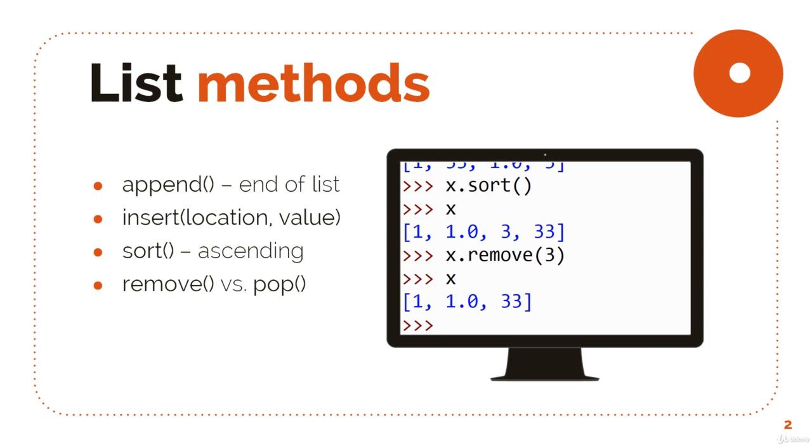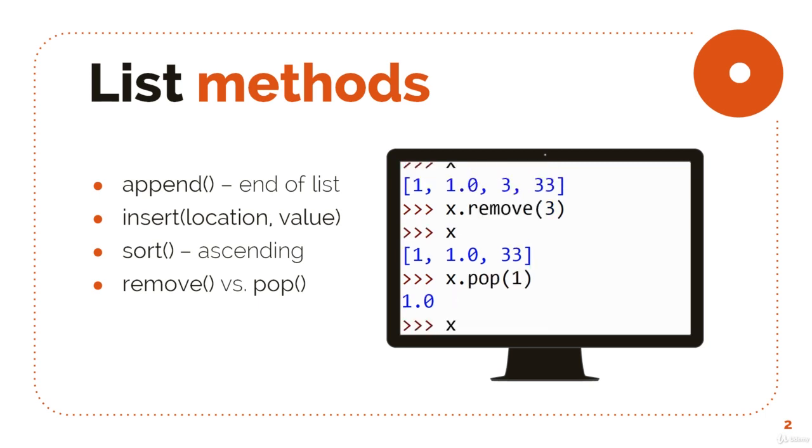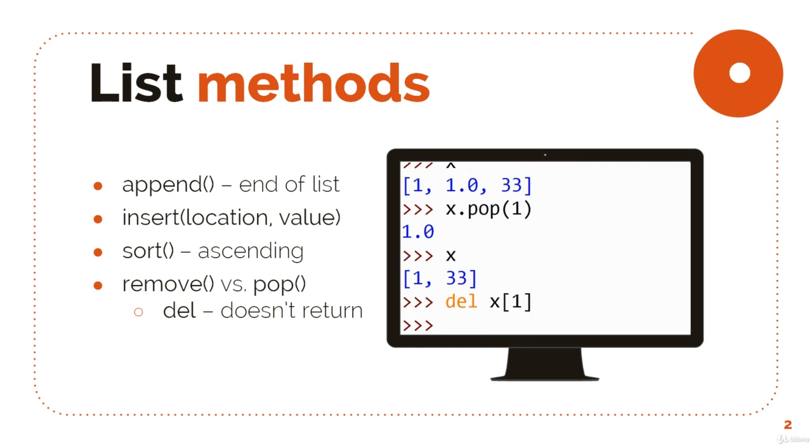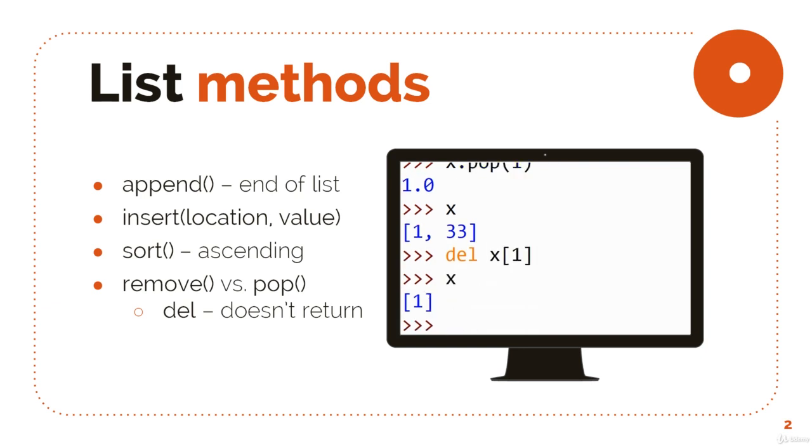The pop method works in the same way as delete. It uses the index. However, as you can see here, it returns the value you've removed, whereas the delete instruction doesn't. There are more list methods, but you should now have an idea of how to use them.